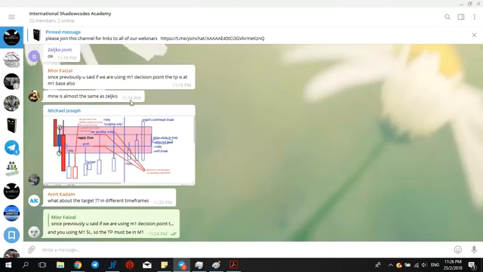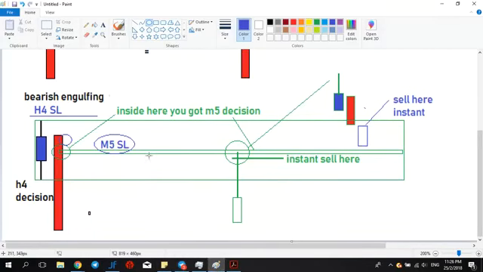Okay. So I think I answered this. And Michael, what about target in different time frame? Okay, I already explained this thing. I think I need to draw it, just to make everyone not confused.